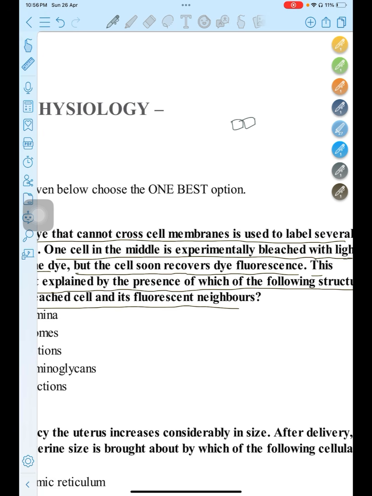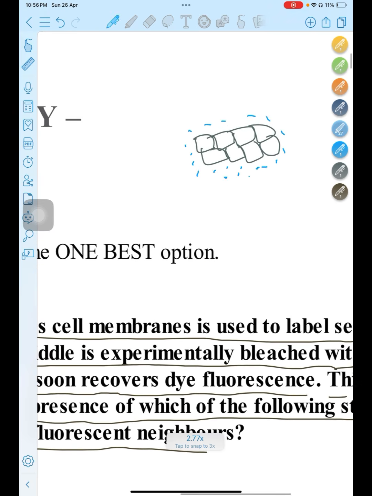this is a pack of contiguous cells and we are using fluorescent dye. The dye cannot cross the cell membrane. The cell membrane is impermeable to the dye. But because of presence of gap junctions on the cell membrane, the dye will be present within the cell.